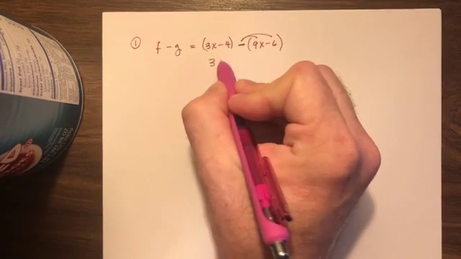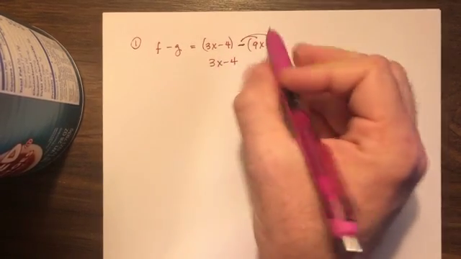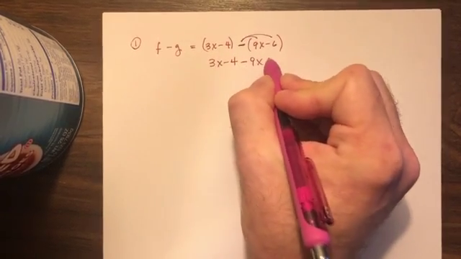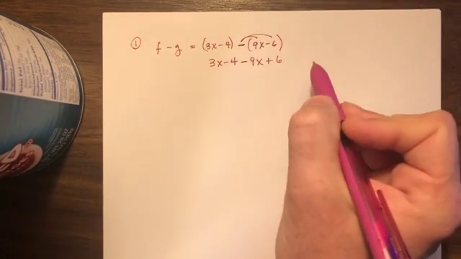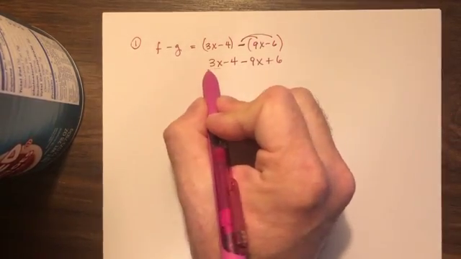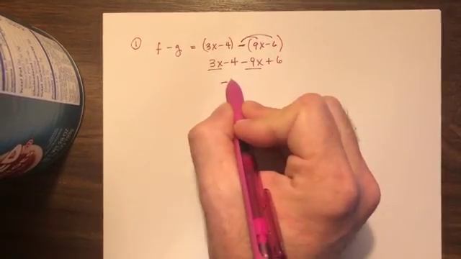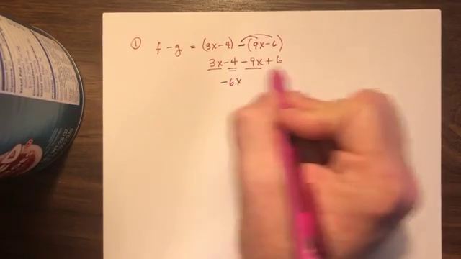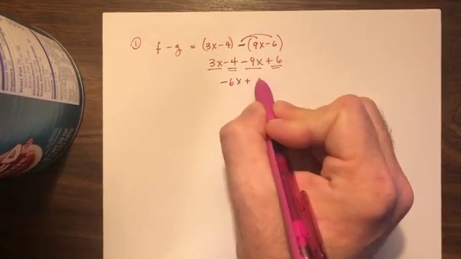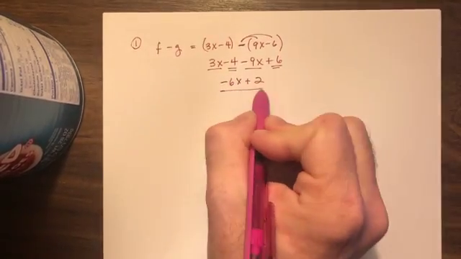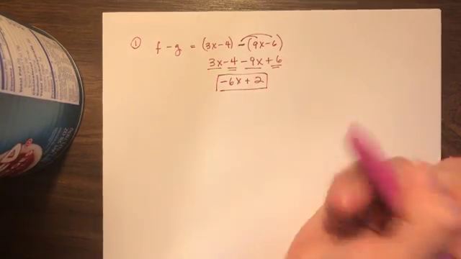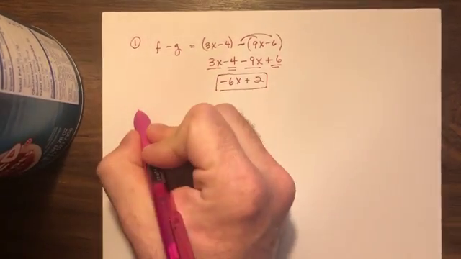And then doing that, you don't need the parentheses on the first one. Minus 9x plus 6 when you distribute the negative. And now you can combine like terms. 3x, negative 9x, negative 6x, negative 4, positive 6, plus 2. All done. All right, let's try another one.